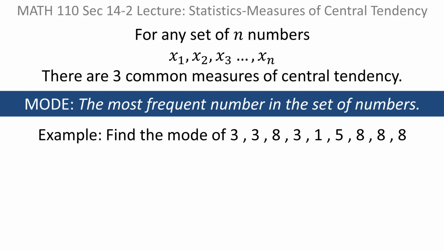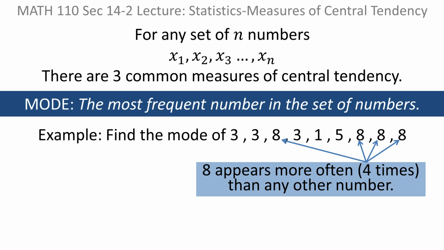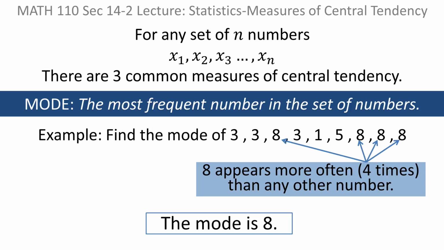For example, if I gave you the data points 3, 3, 8, 3, 1, 5, 8, 8, 8, notice that there are 4 8s and that there are more 8s than any other data point. That means that the mode is 8.